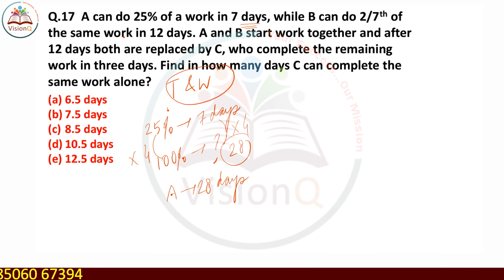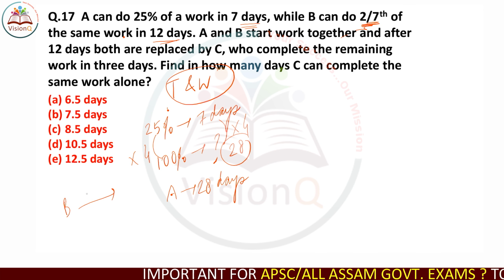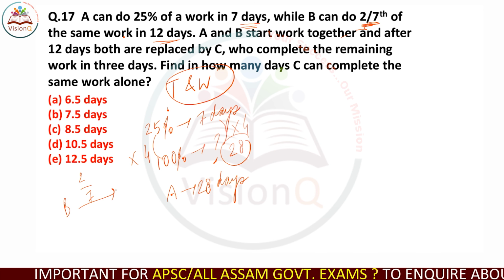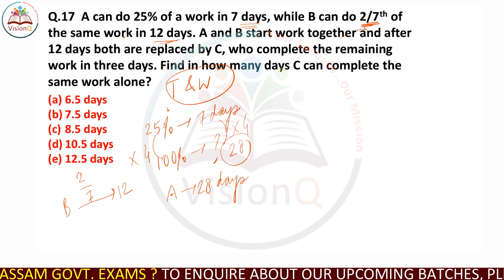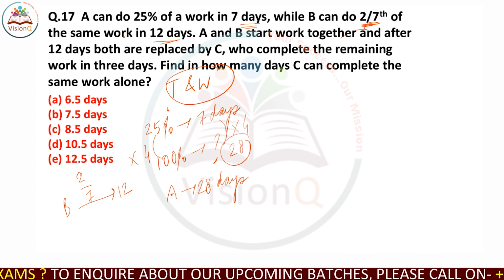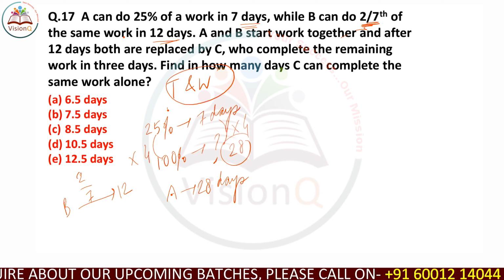Next come to B. B can do 2 by 7 of the same work in 12 days. Now, if B can do 2 by 7 in 12 days, I need to find out in how many days B can do the whole work.